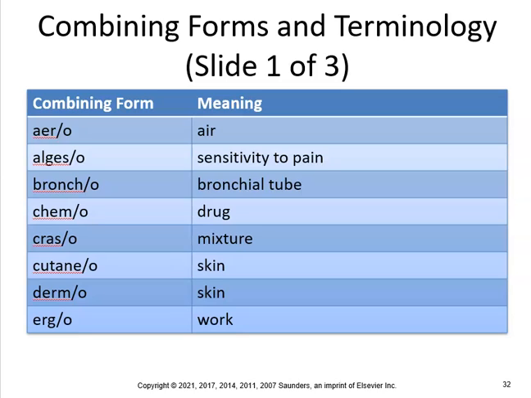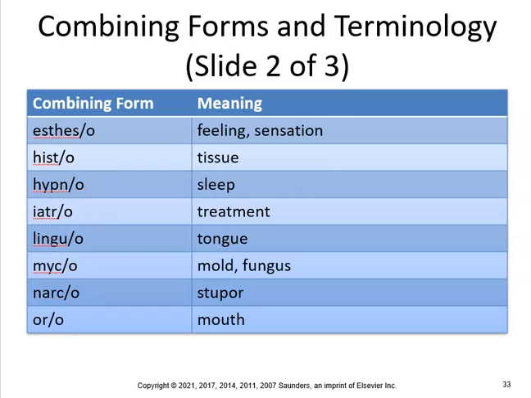Crass is a mixture, so idiosyncrasy, unexpected effect of a drug that's peculiar to an individual. Cutaneous, skin, cutaneous, subcutaneous, pertaining to under the skin. Derm, skin, hypodermic, pertaining to under the skin. Work, so ergonomics. Esthés, feeling, okay, like anesthesia, condition of being without nerve sensation. So esthés, feeling of sensation. So an would be without feeling.